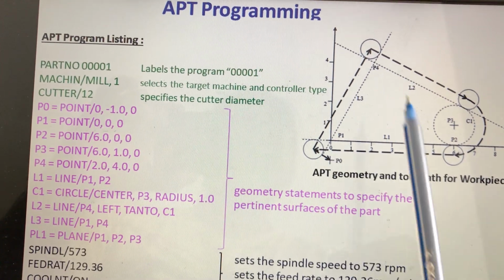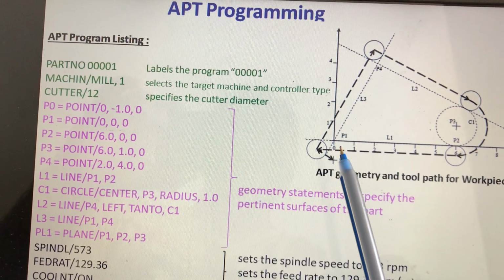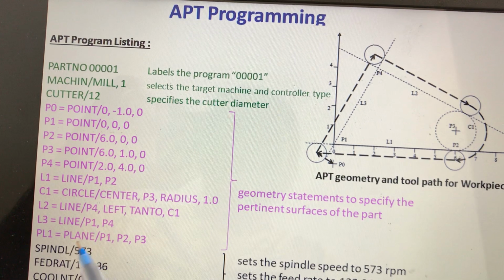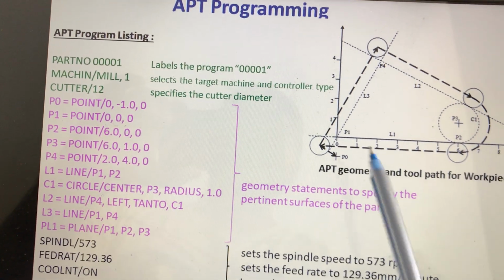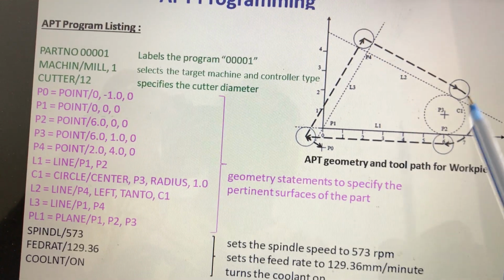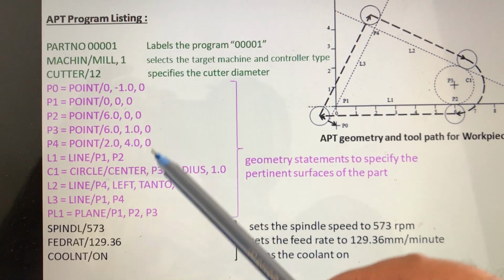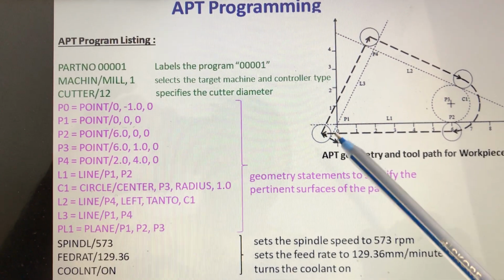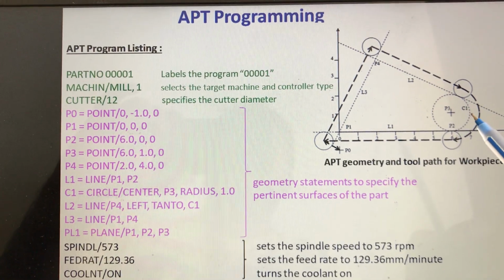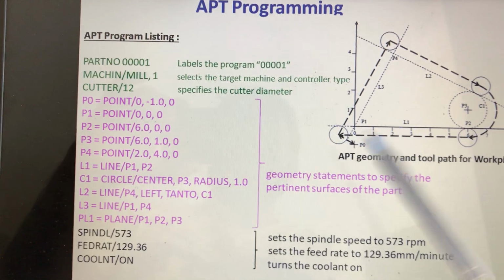Finally, plane. We have only one plane. And what is that plane? The plane has P1, P2 and P3. You can give P4 also, you can give C1 also. Everything is a plane. So this is how we defined the part geometry. We defined what is P0, P1, P2, P3, C1, L2, L3, and the plane also, PL1.